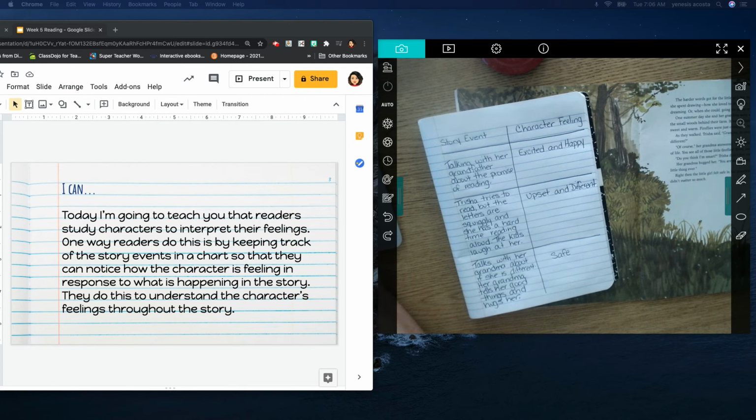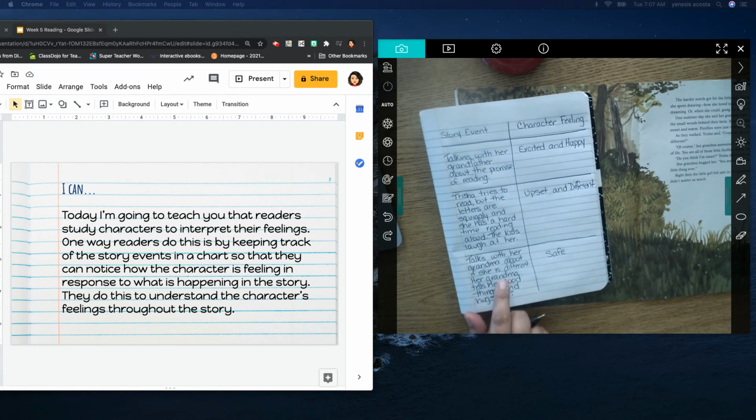So, friends, as you continue reading your stories today, I want you to think about the character's feelings in response to what is happening. And you're going to stop and jot your thinking, just like Miss Acosta did. You're going to think about what's happening at that moment and how the character is feeling about the event that has just happened.